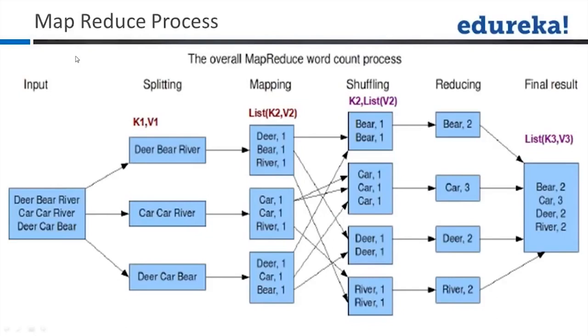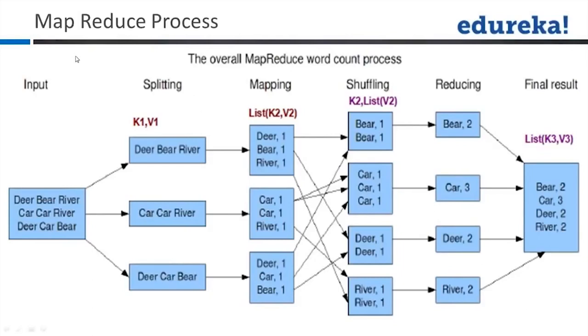Let's take this example. Now it will become very clear. Look at this example, guys. This is your input. Now you remember I put this key value here, right? So this is the splitting. You have split those records as deer, bear, river, car, river, deer, car, river, bear. Then you say deer comes once, bear comes once, river comes once. So this is that list with the mapping which we are talking about.